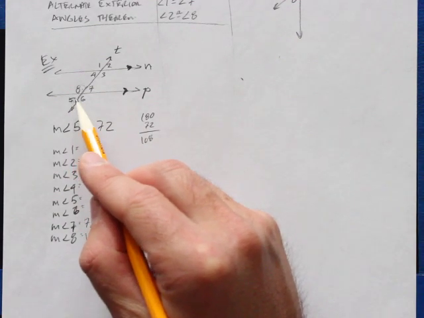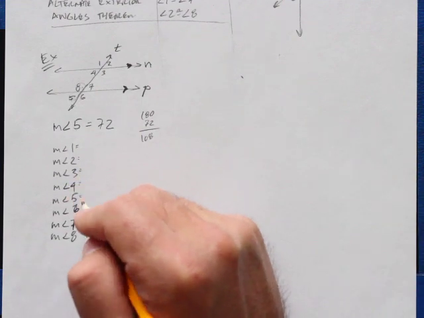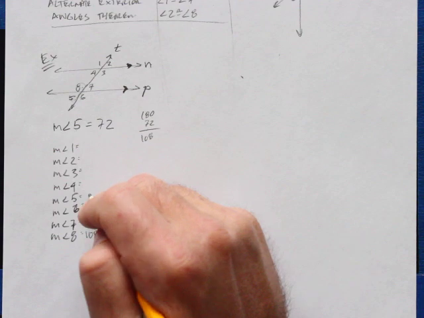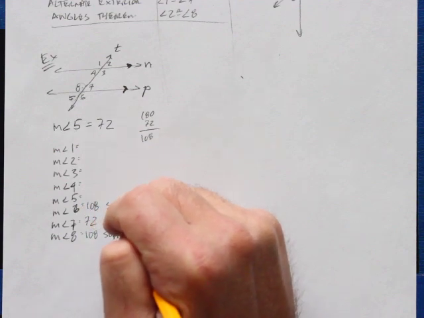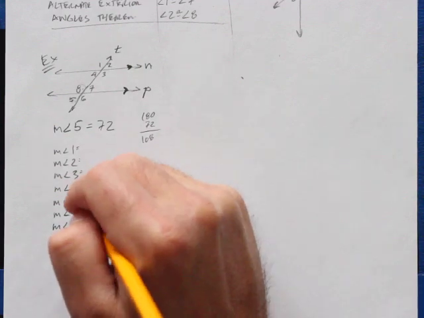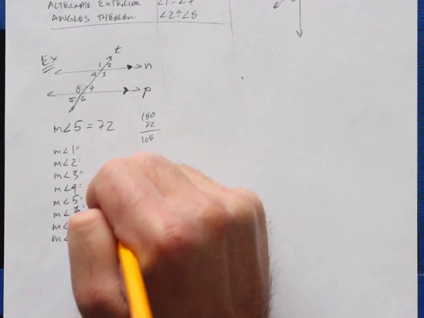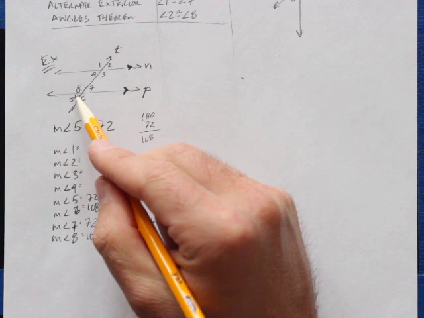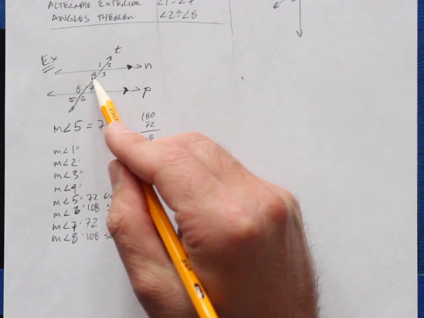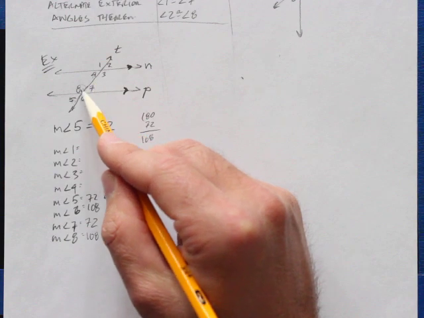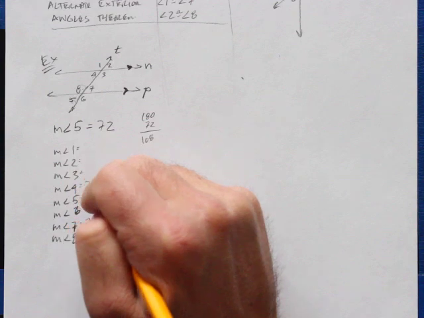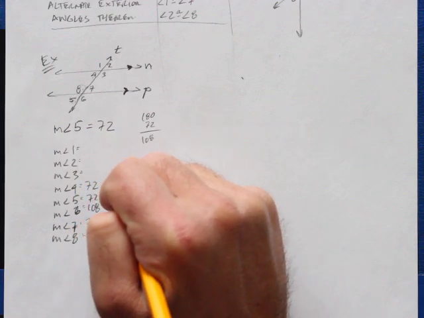Now 5 and 6, same thing. 108, supplementary. Angle 5, we already know, 72, that's given. Now, angle 5 and angle 4, these two are corresponding angles. Corresponding angles are congruent, 72 degrees, corresponding.